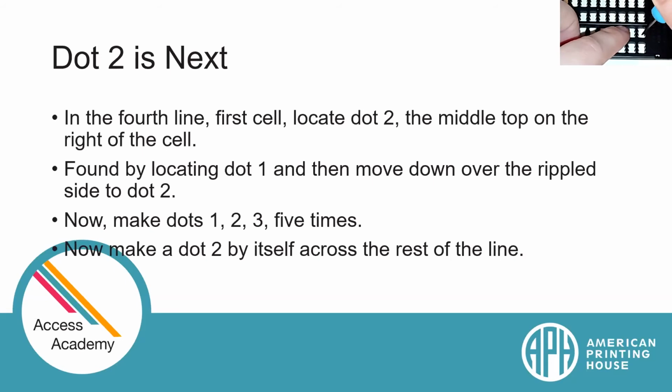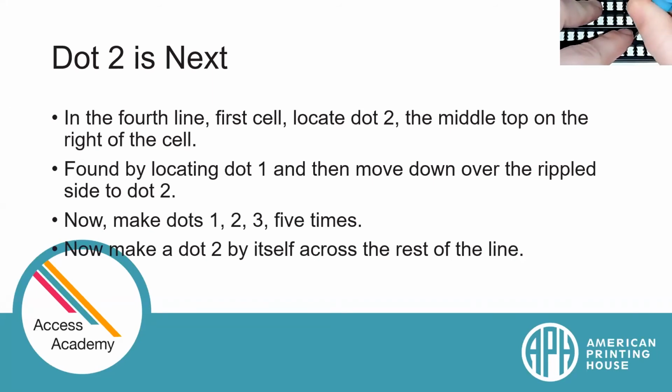Dot 2 can be tricky. And I saw Margarita remembered, yes, 2 is the comma. So what I want you to do to learn dot 2 is first make dots 1, 2, 3, 5 times in 5 cells. 1, 2, 3, 1, 2, 3, 1, 2, 3, 1, 2, 3, 1, 2, 3.